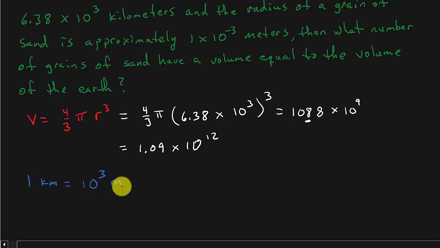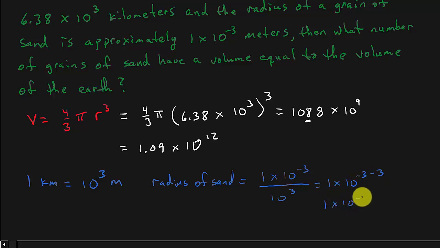So the radius of a grain of sand is going to be 1 times 10 to the negative 3 over 10 cubed. And so this is going to be 1 times 10 to the negative 3 minus 3, which is 1 times 10 to the negative 6. This is the radius of a grain of sand in kilometers.